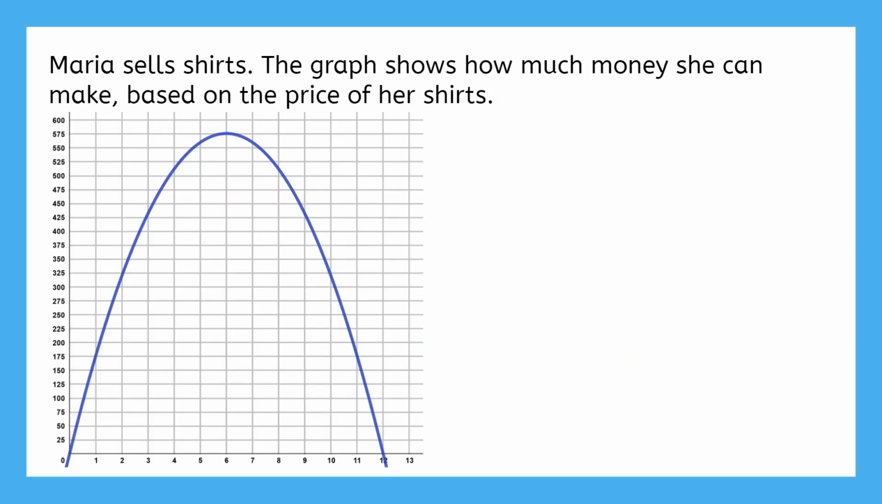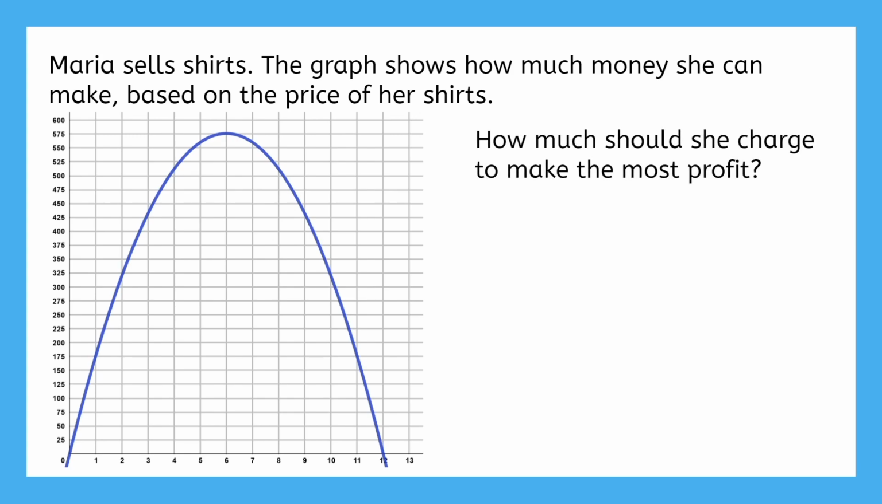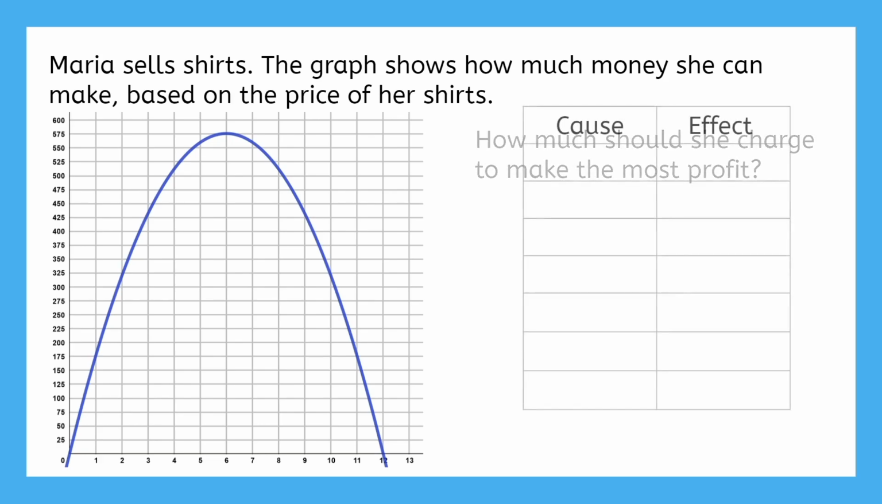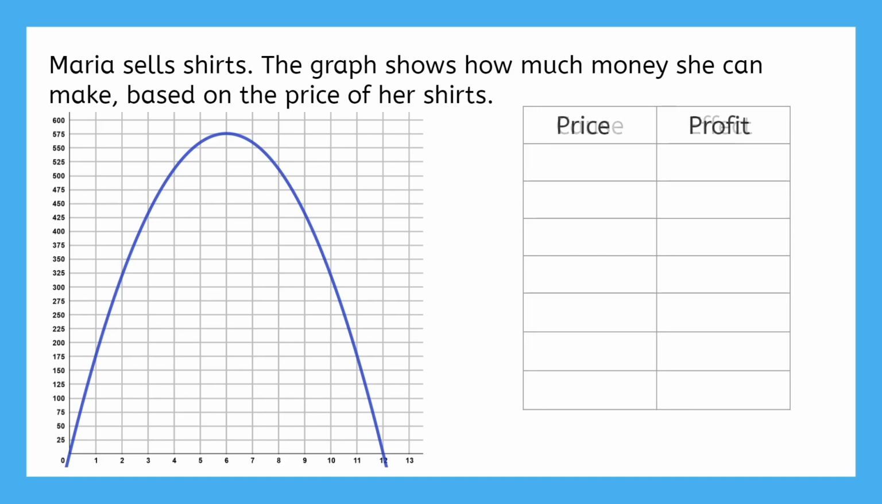Some scenarios like this one can't really be told as a story because time isn't one of the things we're measuring on the graph. In this scenario, we don't need to know when something happens, we just want to know what decision is best. So instead of looking at it as a story, let's look at it as a list of causes and effects. What price will generate the most profit?